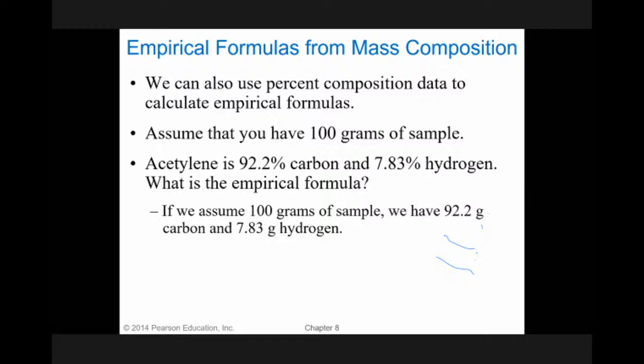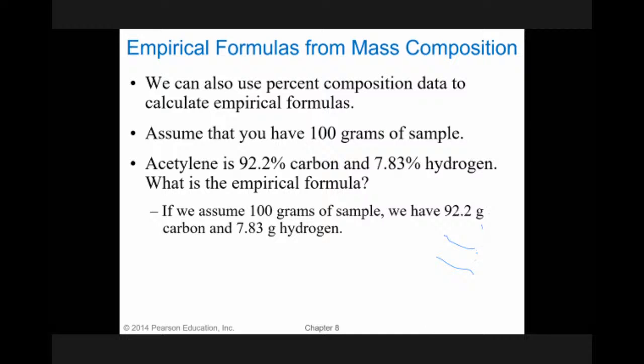If we assume a 100 gram sample, you change the percent quickly to grams. Just remove the percent sign and put gram there. So instead of 92.2%, now we have 92.2 grams. Everywhere you see percent, put in grams. Instead of 7.83%, we put in 7.83 grams. So now that you're in grams, what is your next move? Can somebody tell me where you go from grams?